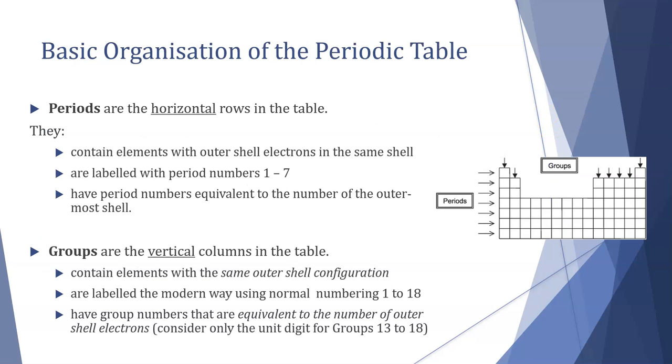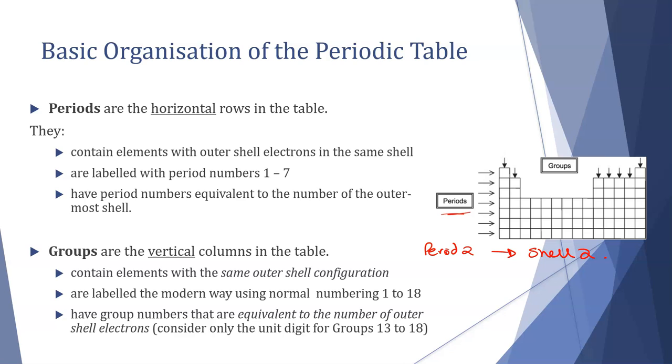So with the basic organization of the periodic table, you should be familiar with this. Our horizontal rows are our periods, and we have periods 1 through 7. They have period numbers equivalent to the outermost shell. So something that is in period 2 will have its valence electrons in shell 2. If it's in period 3, the outermost shell would be shell 3.